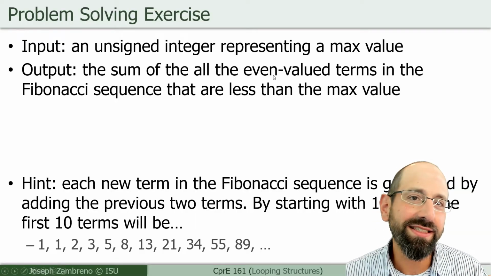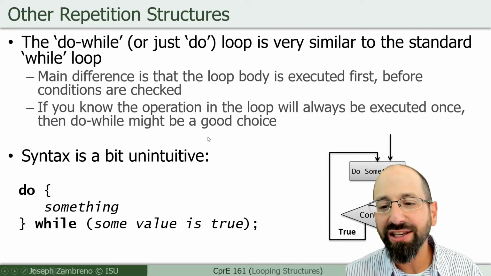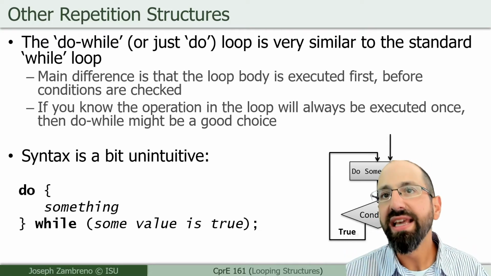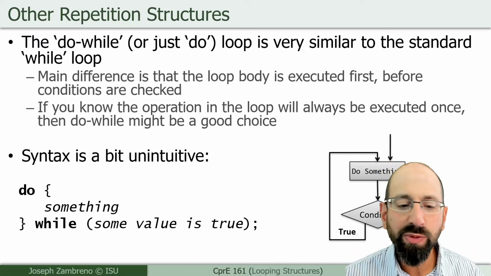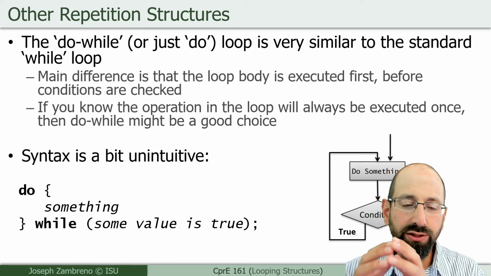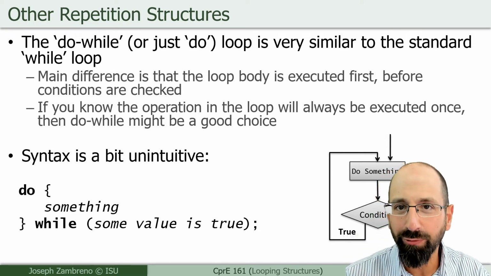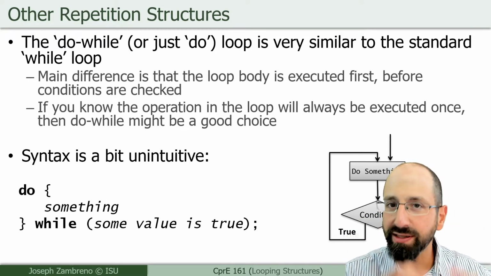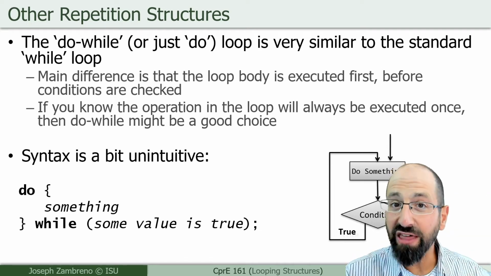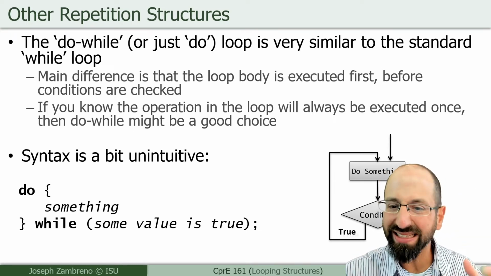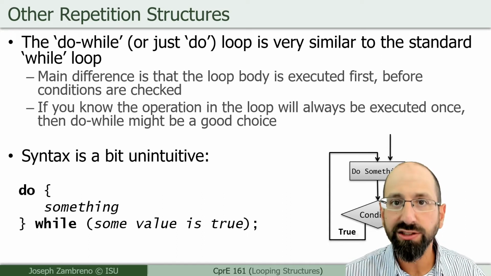Back to our repetition structures. Another companion to the while loop is referred to as a do while loop, or just a do loop. It's very similar to the standard while loop. The main difference is, as the name implies, we do first, then we check the while condition. So it's a little bit inverted, where the regular while loop checks the condition, then goes inside the loop body. That's the main difference. The loop body is executed first before the condition is checked.